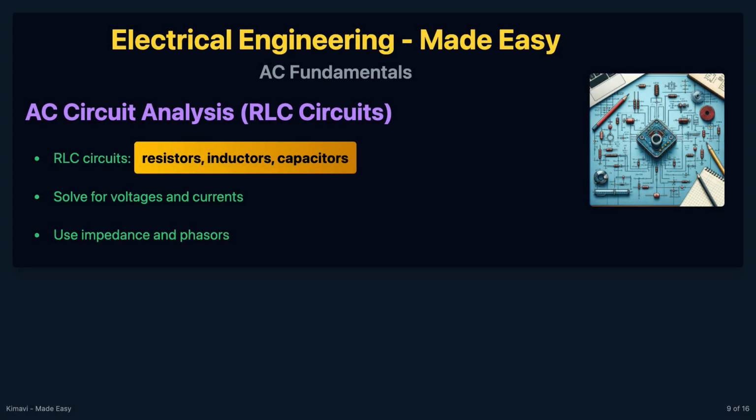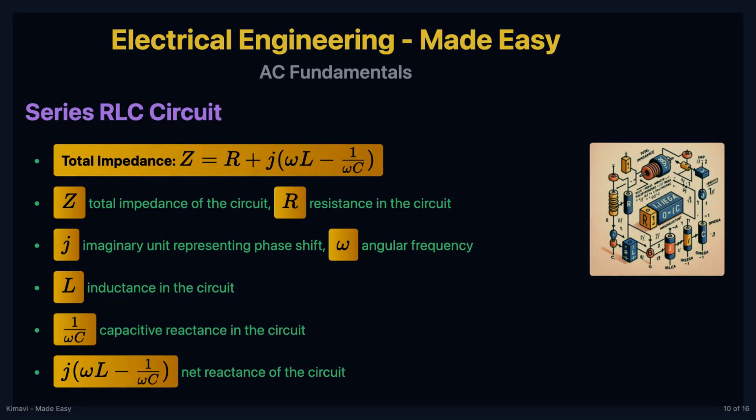RLC circuits consist of resistors, inductors, and capacitors. The analysis involves solving for voltages and currents using impedance and phasors. For a series RLC circuit, the total impedance Z is given by the equation Z = R + j(ωL − 1/ωC).